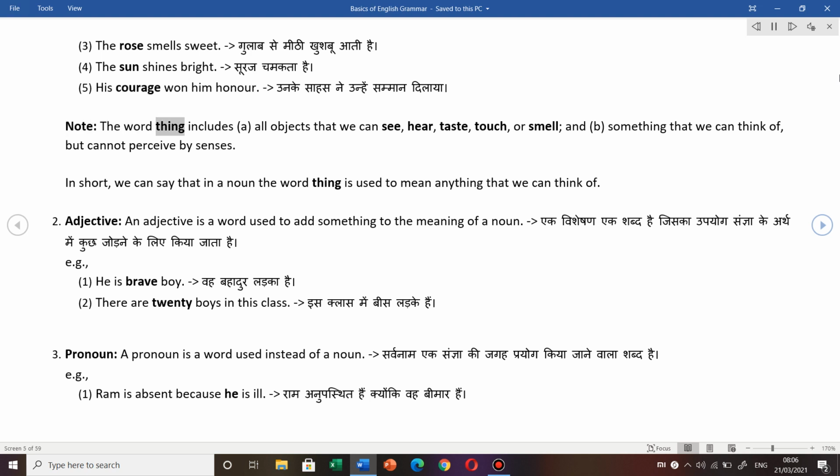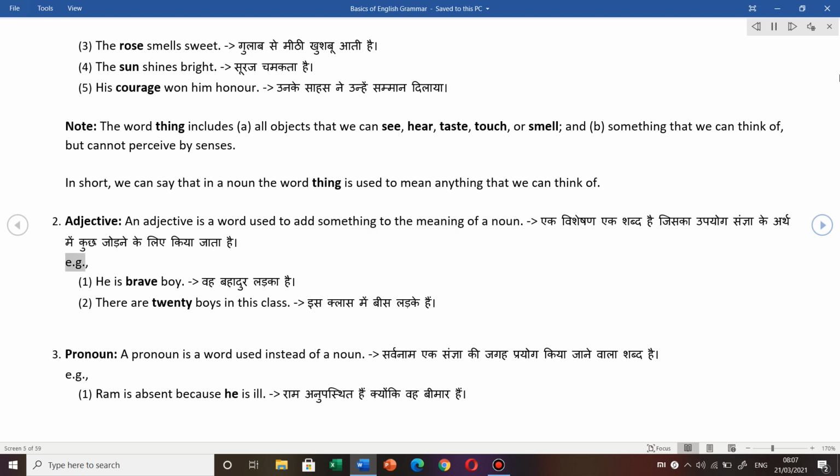Note, the word thing includes: a. all objects that we can see, hear, taste, touch, or smell, and b. something that we can think of but cannot perceive by the senses. In short, in a noun the word thing is used to mean anything that we can think of. Adjective. An adjective is a word used to add something to the meaning of a noun.